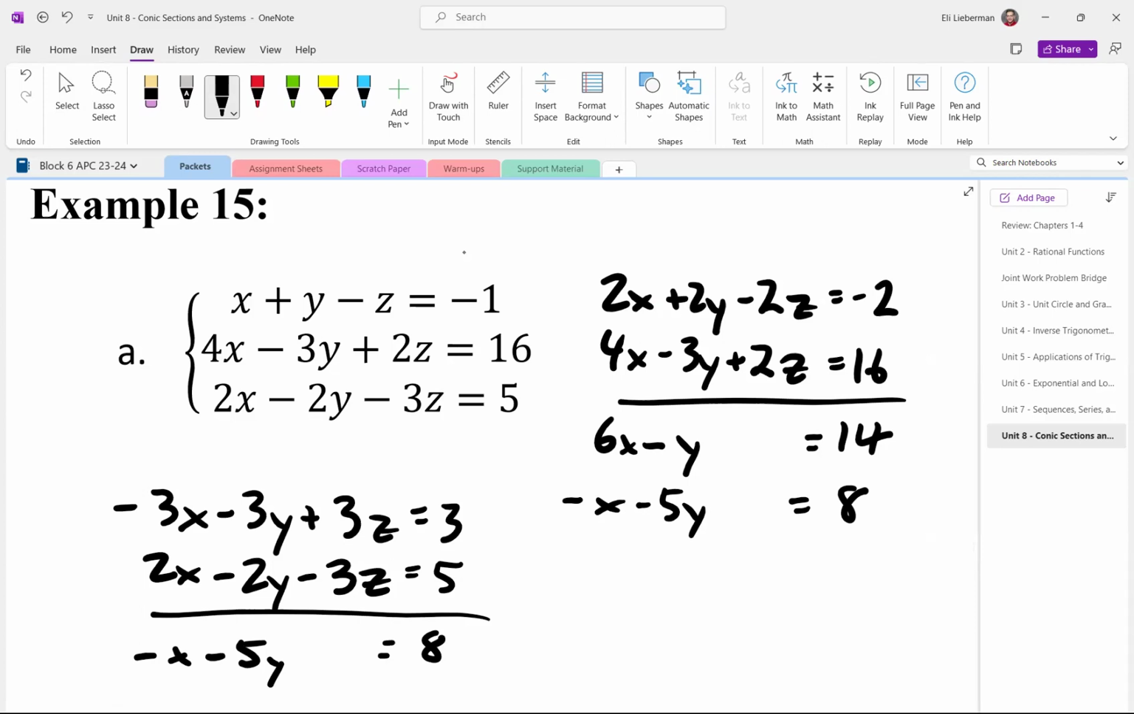Oh, you're solving the 2x2. Can you do substitution? You're welcome to do substitution at this point, but don't do substitution from the 3x3. Not for this one, when it's the fractions.